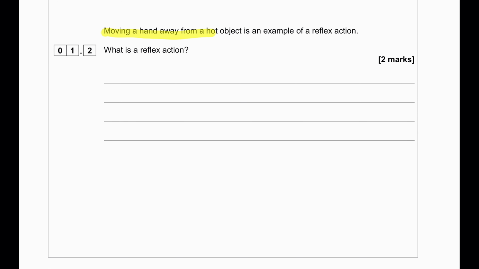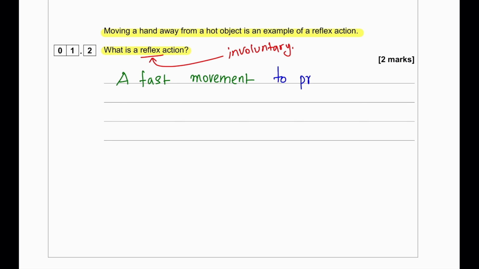Moving a hand away from a hot object is an example of a reflex action. What is a reflex action? Basically, a reflex action is an involuntary action, so the conscious part of the brain will not be involved. We can say it is a fast and rapid movement to protect from danger, or a response, a reaction which is involuntary.